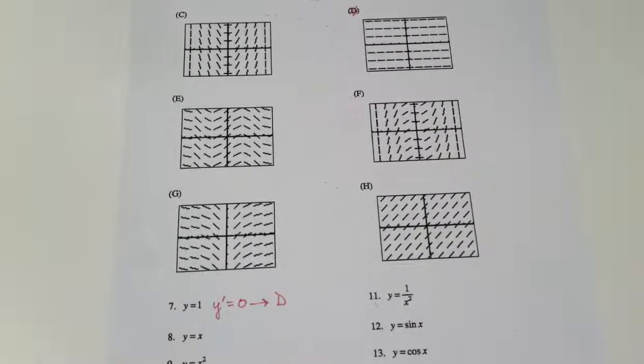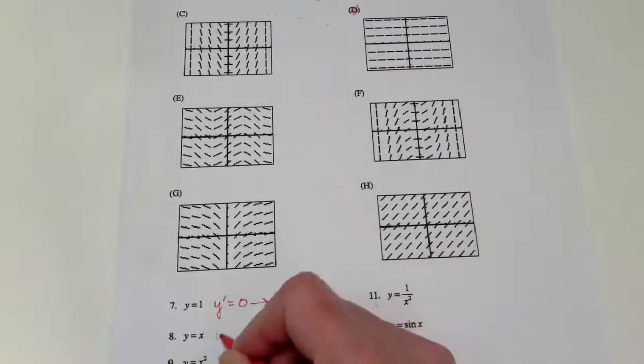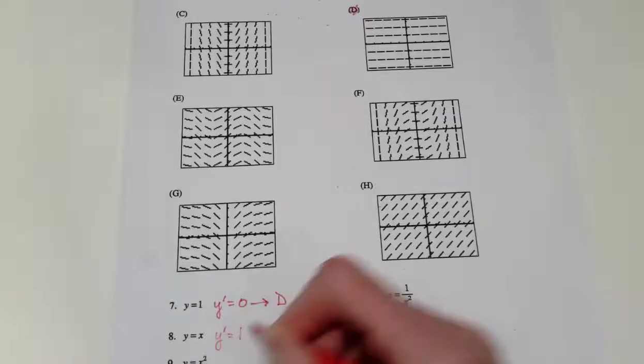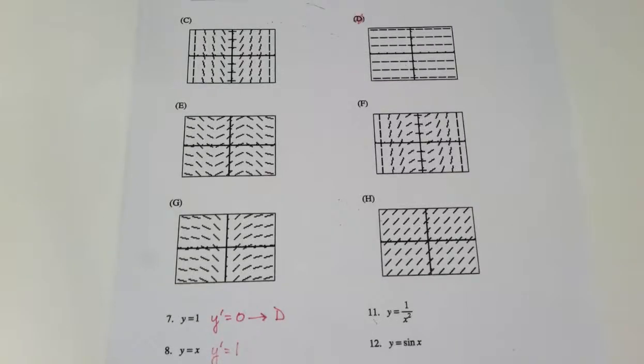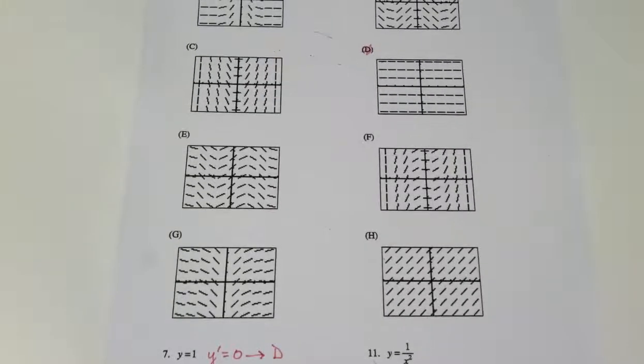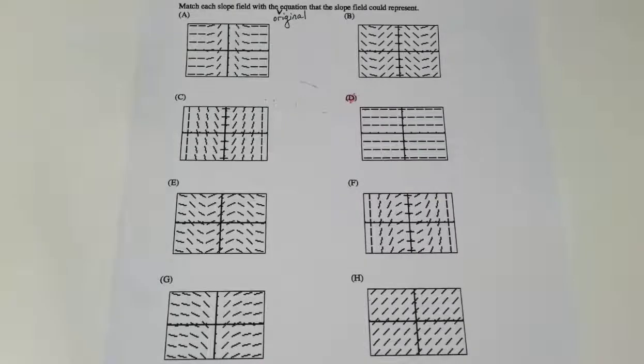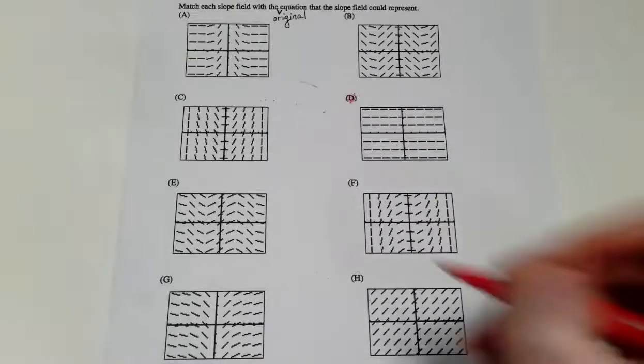All right, let's try number 8. We have y equals x. If we think of the derivative, it is simply going to be 1. So we want to match that up with a graph where it looks like all the slope cuts have a slope of 1. Well, that looks to be H.